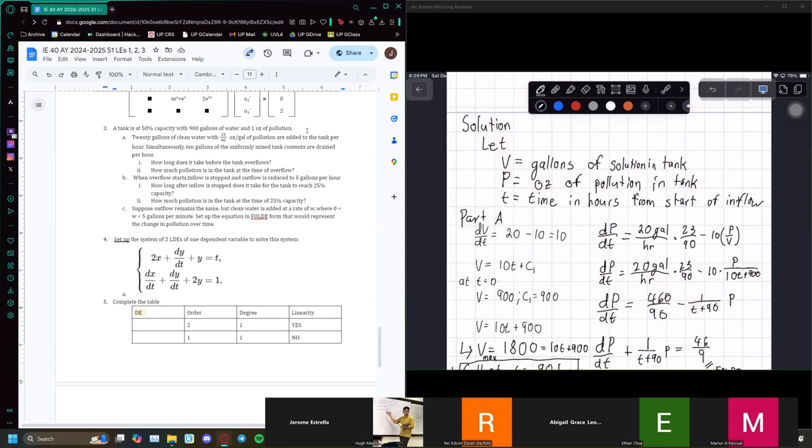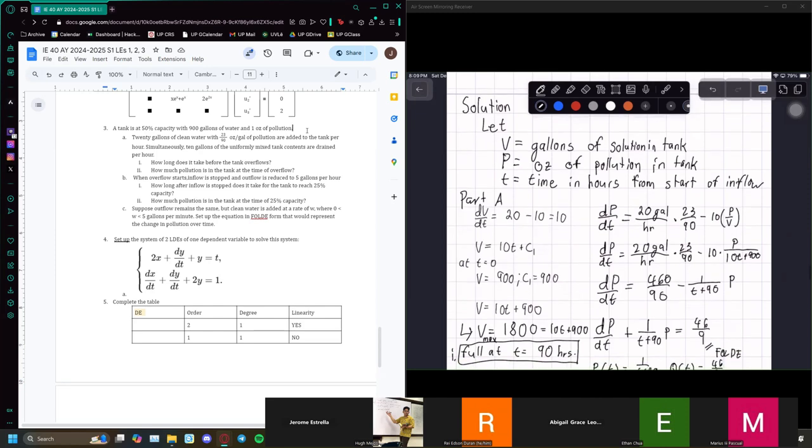overflows? So usually pagdating sa volume questions, the easiest one is that kind of question yung sa number one. Yun yung easy part. The how long does it take before the tank overflows? Because it's a question about the overall volume inside the tank.